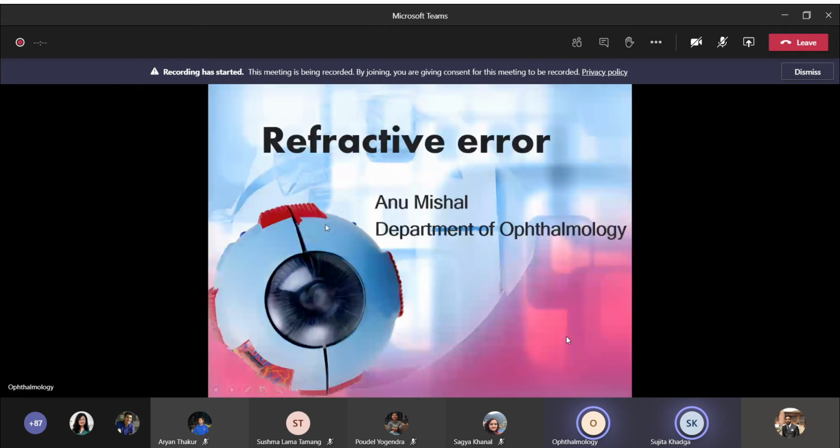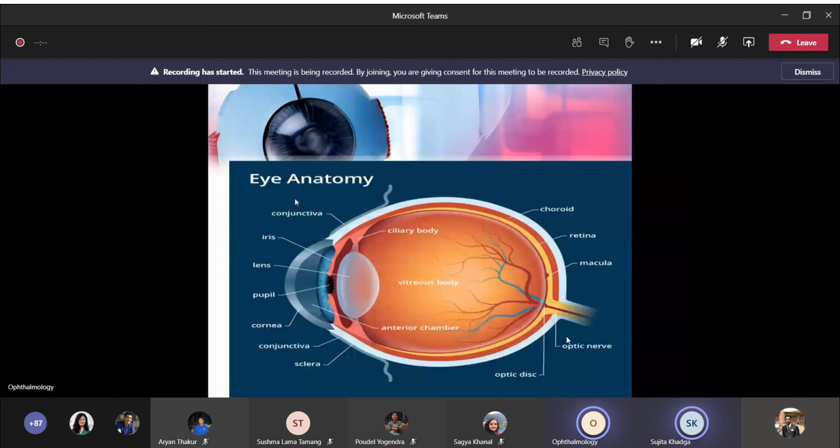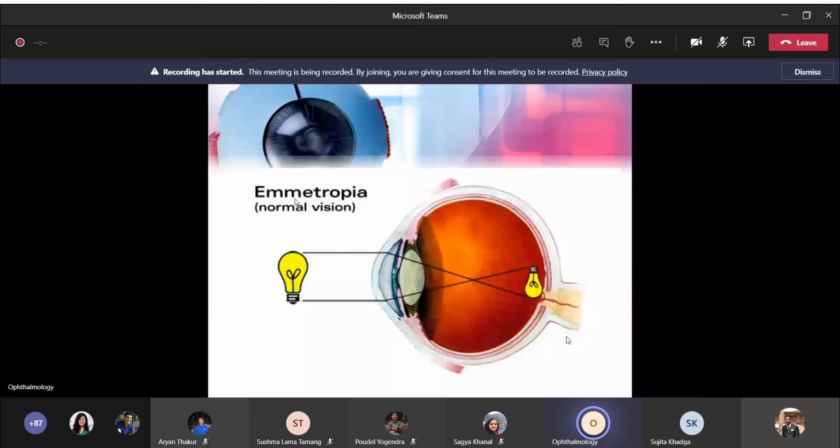presentation and slides. Before we start on refractive error, we have to learn about the normal eye. The normal eye is known as emmetropia, in which parallel rays of light coming from infinity meet exactly at the retina. This is the condition of an emmetropic eye, in which you can see the image of the bulb meets exactly at the retina. So this is the state of a normal eye.